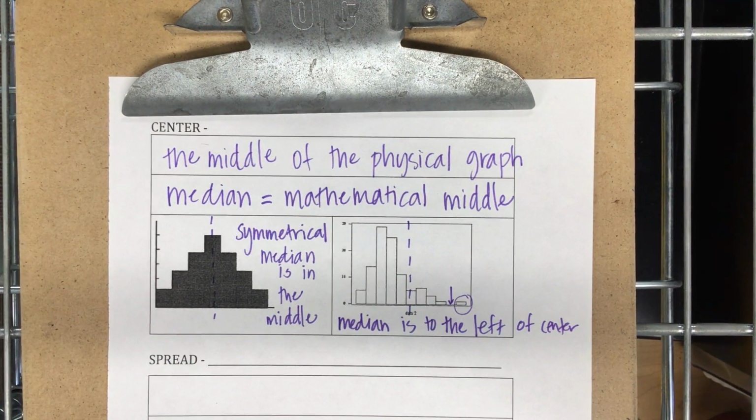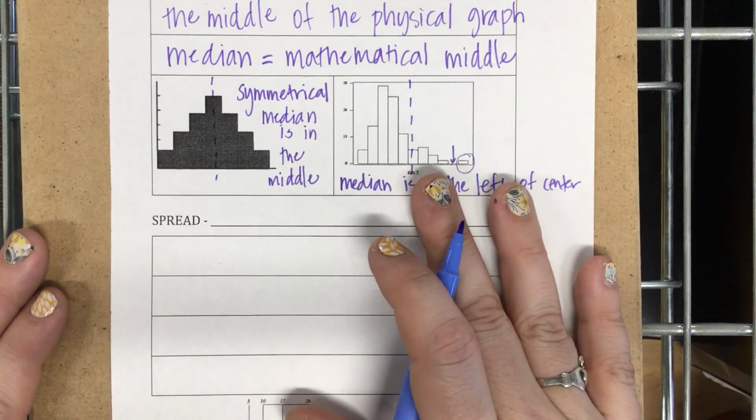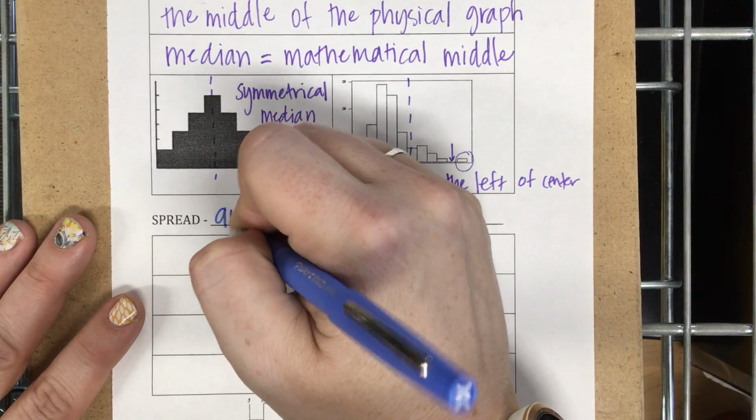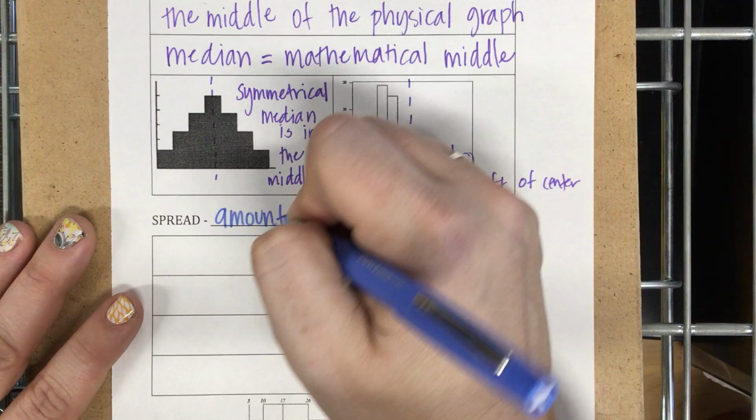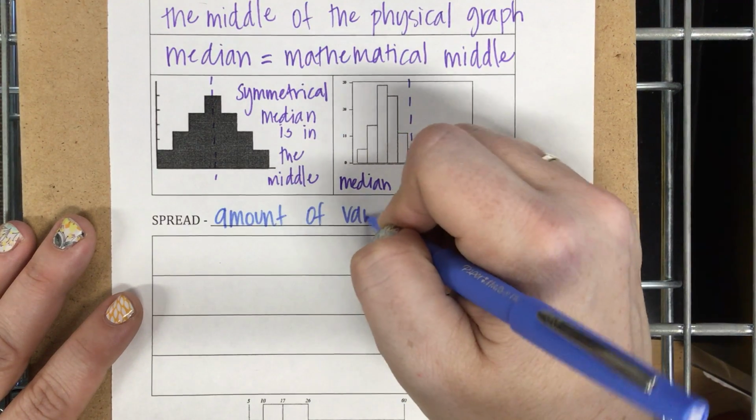Meaning my data is clustered towards the bottom, towards the lower end. So I can talk about the physical center and the mathematical center. And then we go on to spread. And spread is the amount of variability.